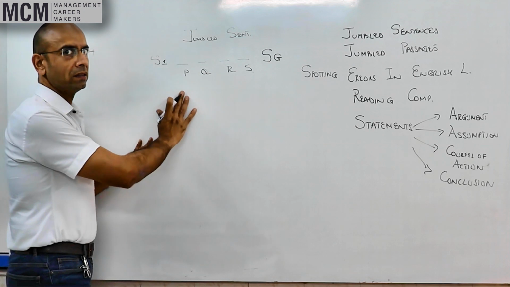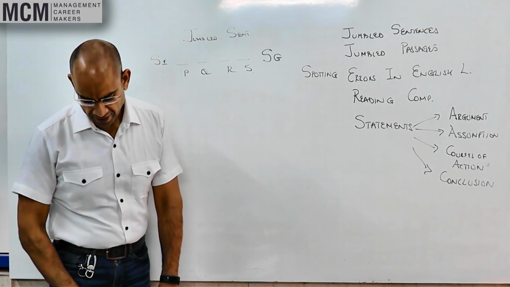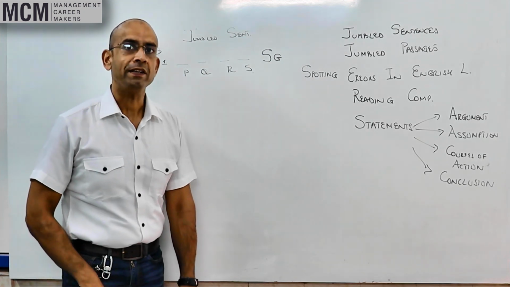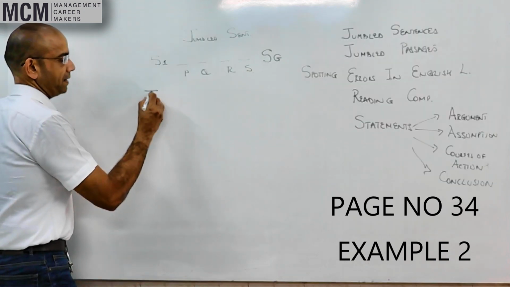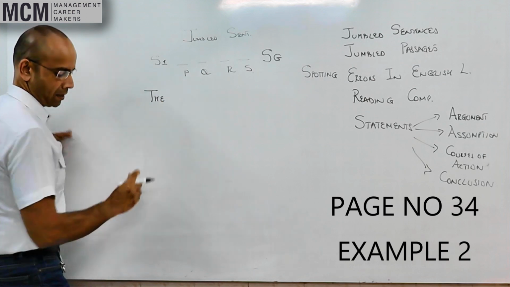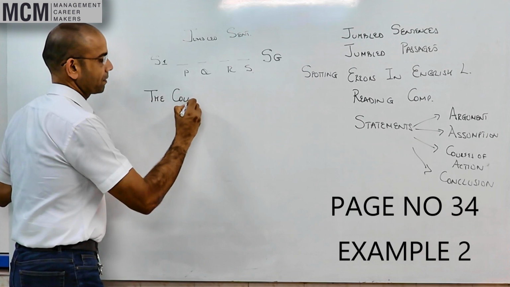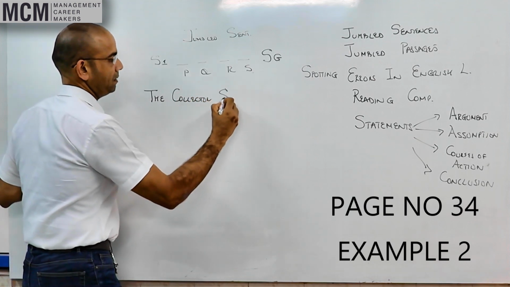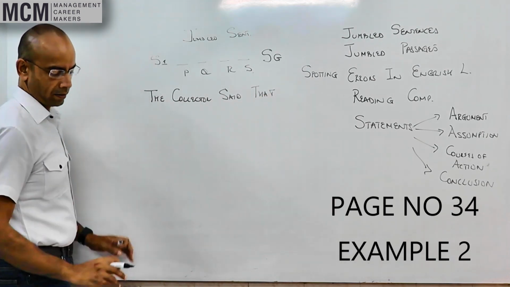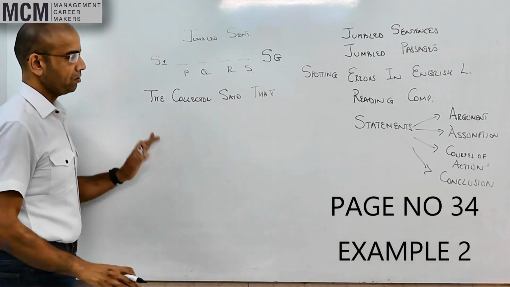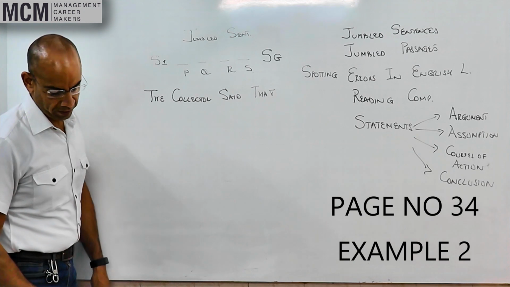I'm going to explain this concept with an example. If you look at the example on page number 34, I'm going to put the sentence in the correct form. This is the second example. The collector said that. Alright? In your example, it's marked as P, Q, R, and S. But I'm going to solve it for you. Alright?